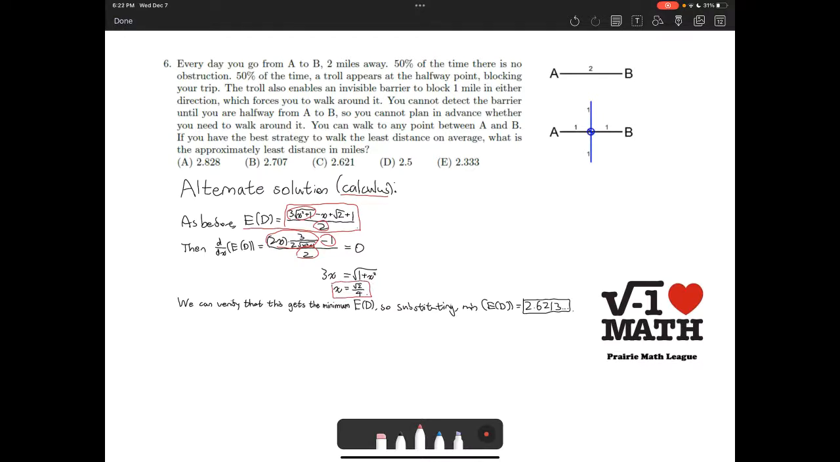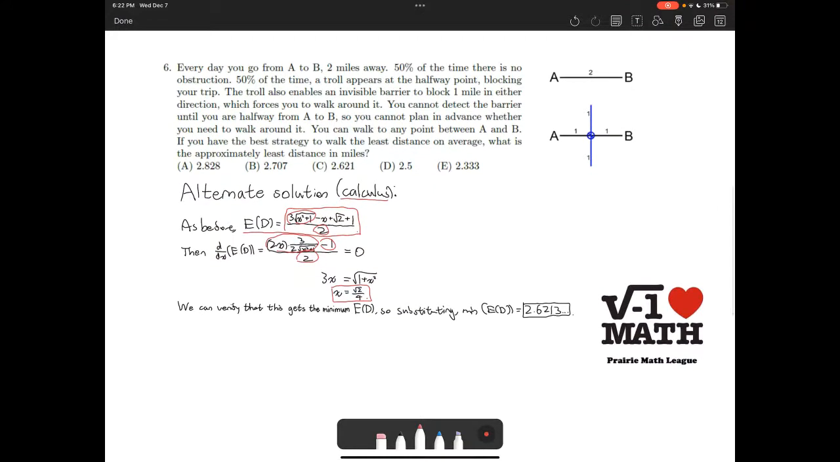And we can take the second derivative, which I haven't shown here, but this verifies our solution. And we can see that the minimum expected distance is equal to 2.6213 again.